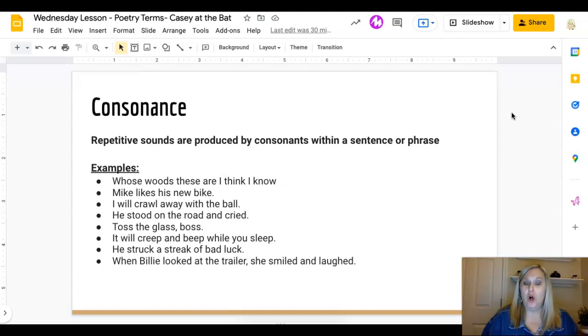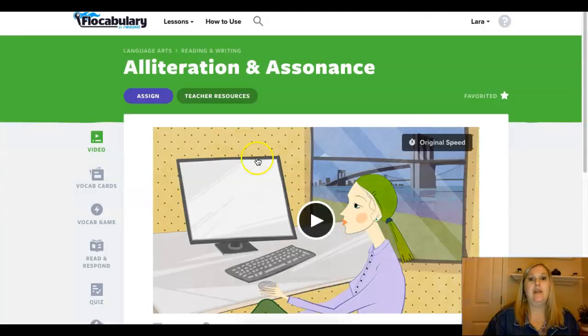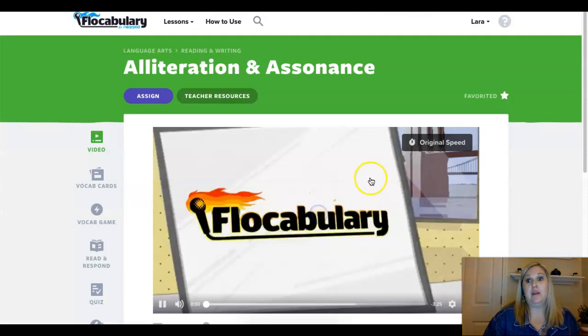Ball, crawl. He stood on the road and cried. Toss the glass, boss. It will creep and beep while you sleep. He struck a streak of bad luck. When Billy looked at the trailer, she smiled and laughed. Okay, so let's quickly watch a vocabulary video on consonance and assonance, and then we're going to answer some questions about that.